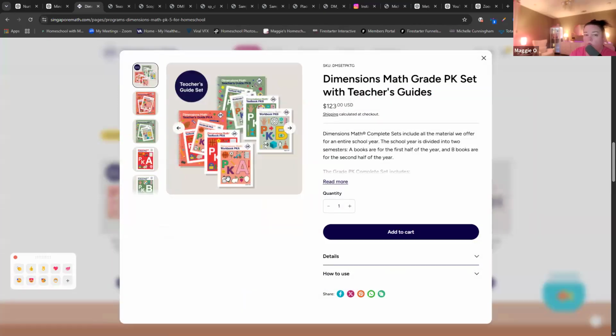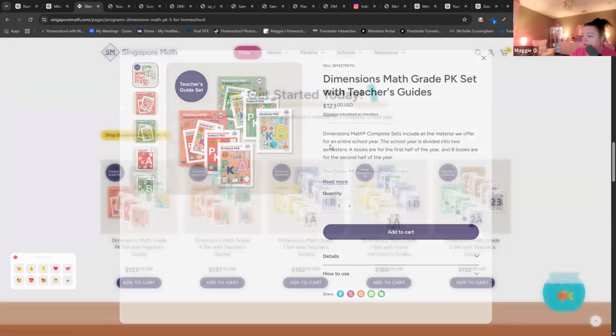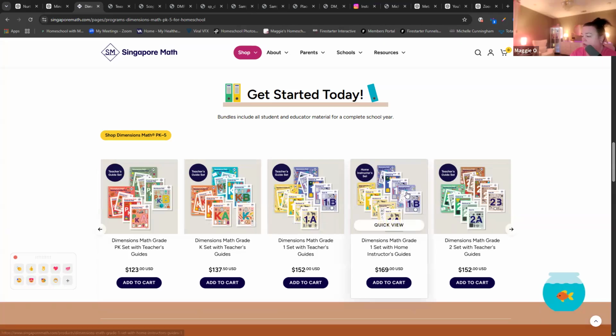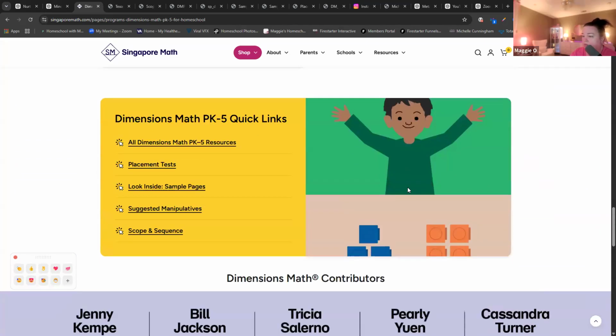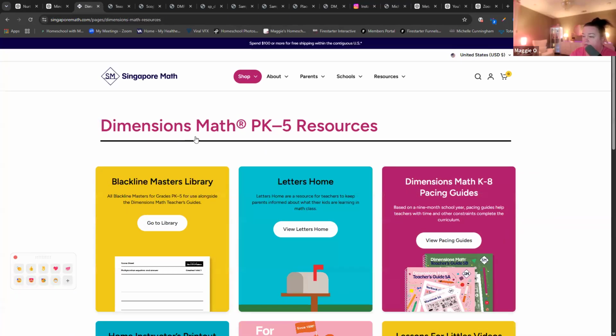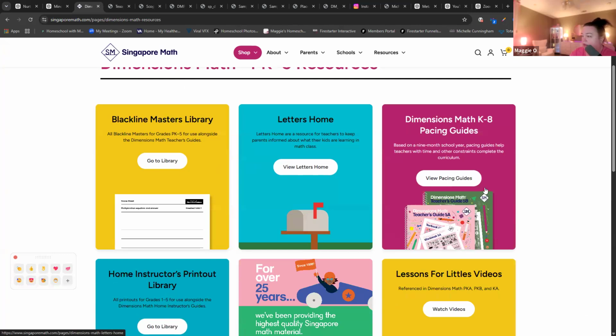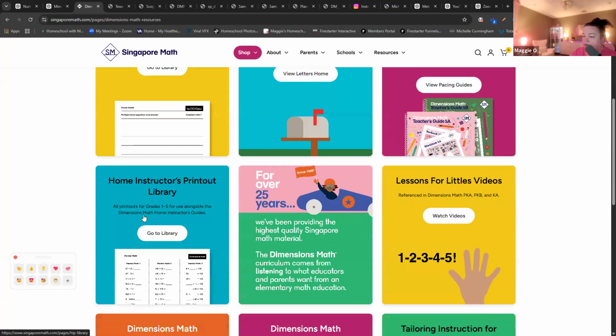Yes, you will get your textbook, your workbook, and then any other kind of resources you can get on here as well. And you can just go through here and find that out. Here's your all Dimensions Math resources. And it's very colorful and easy to get into.